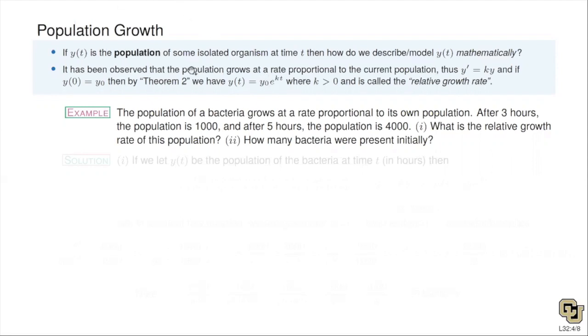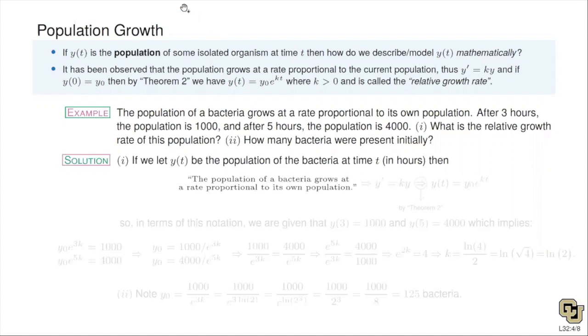So basically what's happening here is this first sentence, the population of a bacteria grows at a rate proportional to its own population. That's telling us that if y represents the population, then we know y prime equals ky. That's literally what that sentence is saying. The population grows at a rate proportional to its own population. We're literally saying y prime equal to ky. And then we don't solve this. We immediately just say we know the solution is y of t equals y sub 0 e to the kt.